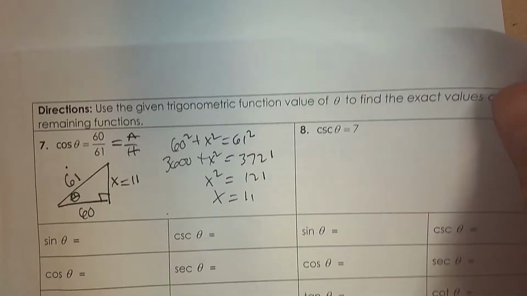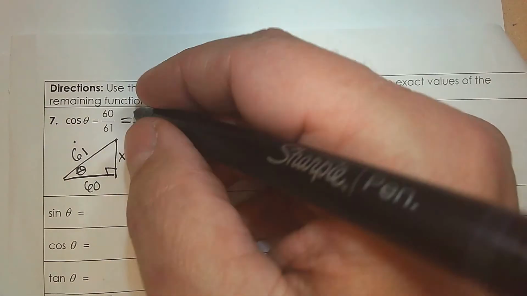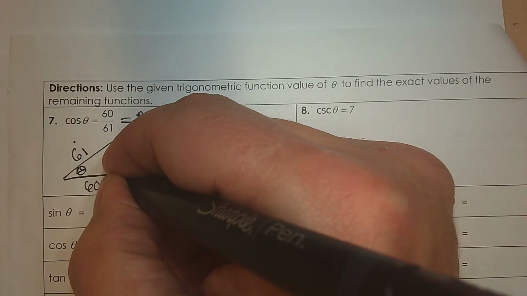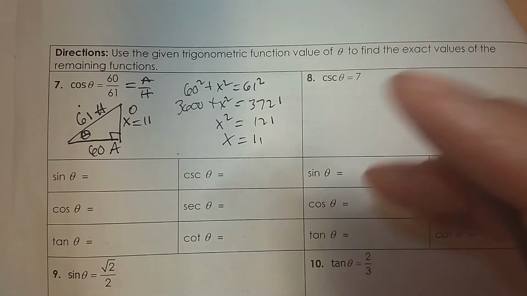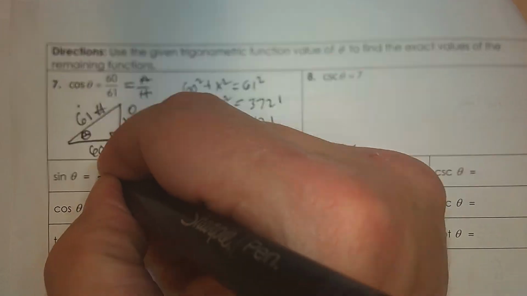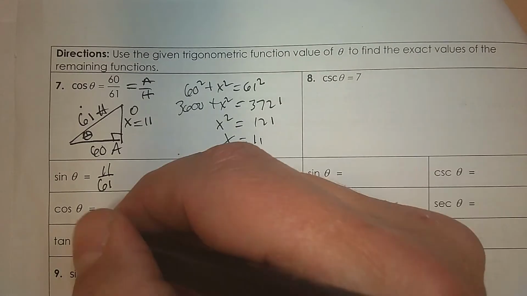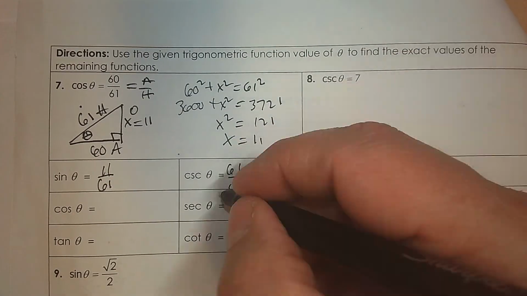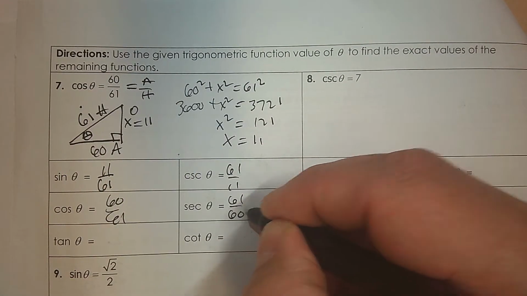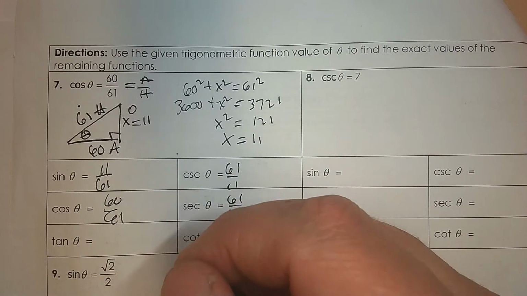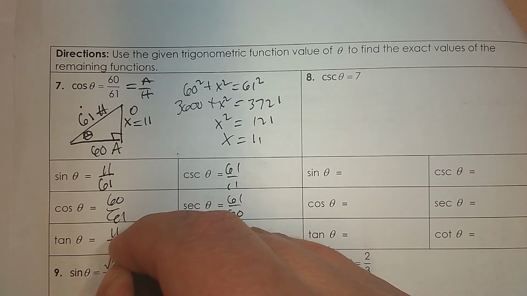And then label it. So we have opposite, adjacent, and hypotenuse. To make sure you understand, sine is opposite over hypotenuse, and then the reciprocal. Cosine is adjacent. We already knew it, so it's already up there. 60 over 61, and the reciprocal. And then tangent, opposite over adjacent, and the reciprocal.